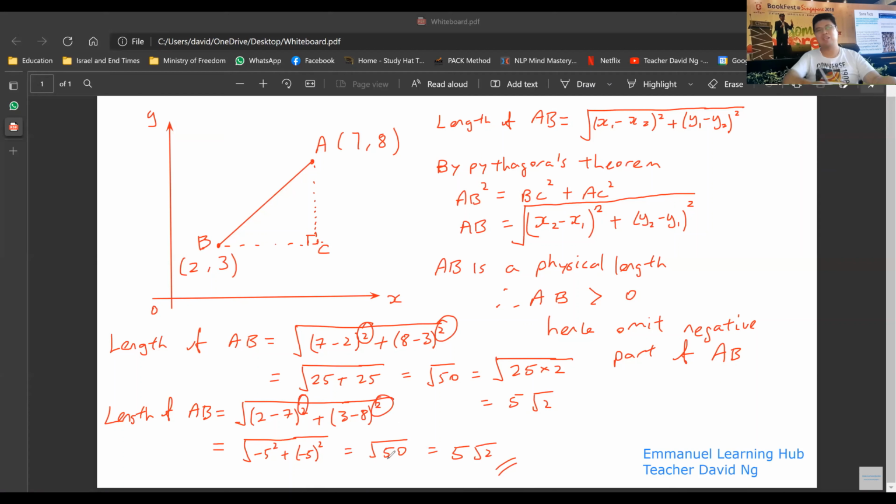Okay. This is how you find length in coordinate geometry. Length of 2 points. Basically the length of the line.